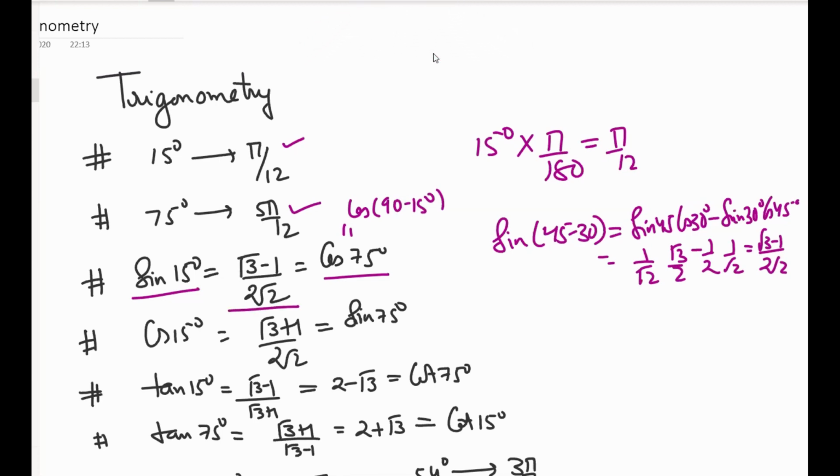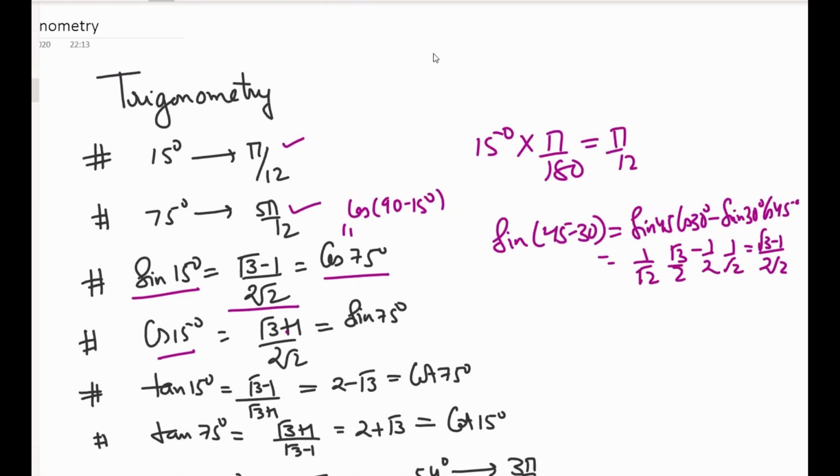Similarly, cos 15 I obtained using the formula cos 45 minus 30, and you have a plus sign in between in the formula of cos A minus B, that is cos 45 cos 30 plus sin 45 sin 30. Therefore, your cos 15 degrees is root 3 plus 1 upon 2 root 2. Just learn that we get a plus sign here and a minus sign there. Just recall the formula and you can conclude that we get plus here.